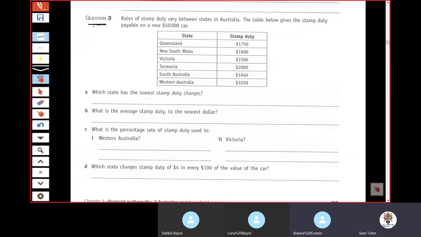Are we done? Or still go on? Just up to the last question. Yes. I just like filling out the answers for them. The average stamp duty.